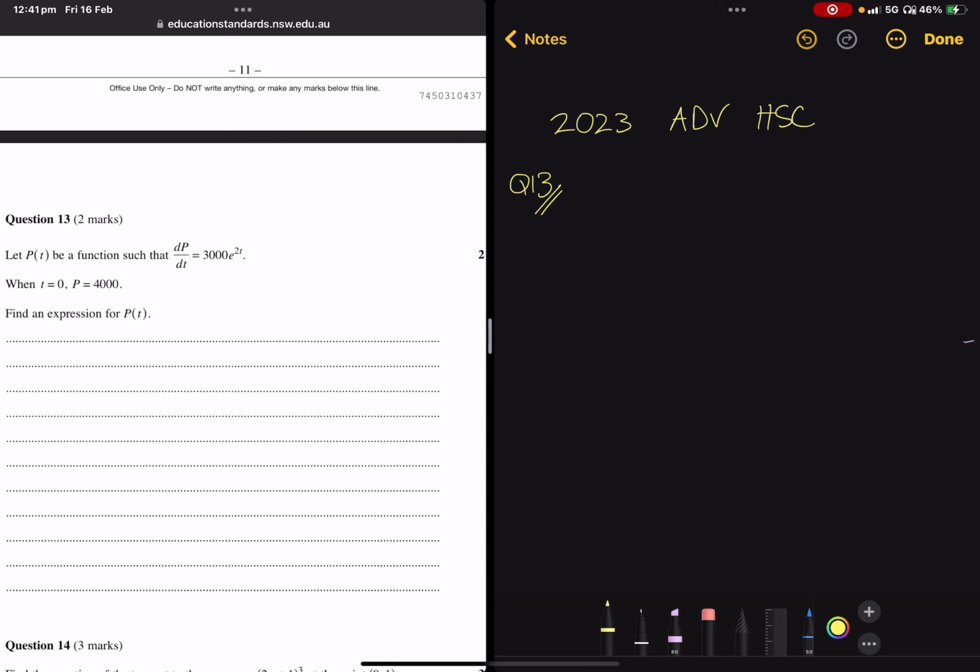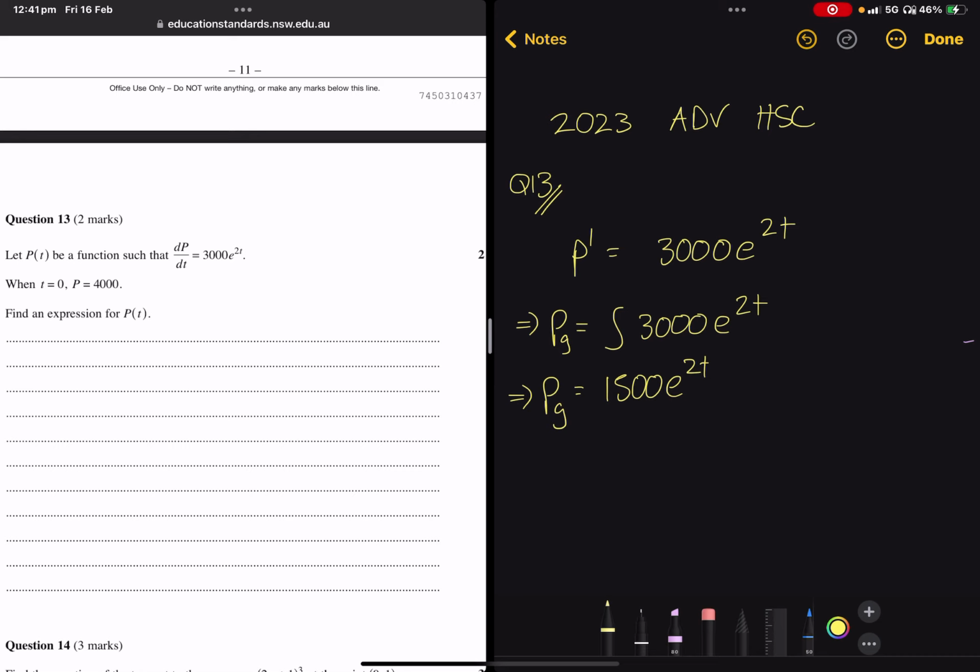Okay, so if we have the derivative, let's call this p prime, and we know that this is 3000 times e to the 2t, if we integrate this, this should give us the function p. So this implies that p is the integral of 3000 e to the 2t. So this tells us that p, and we'll call this p general, is equal to, well, what would we have to differentiate to get this? We would need 1500 times e to the 2t, because the 2 would come down the front to make it a 3000, plus a constant of integration.